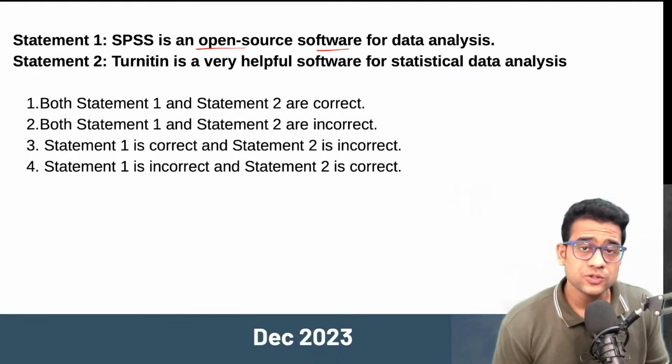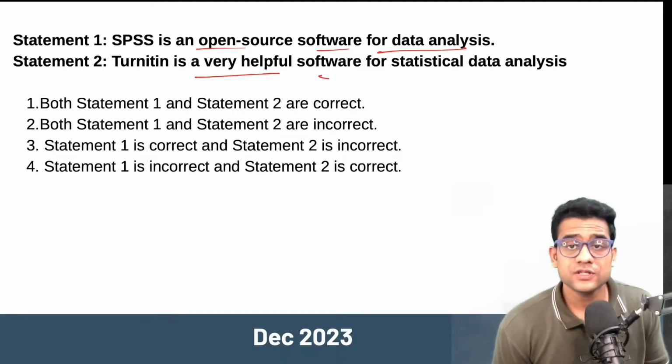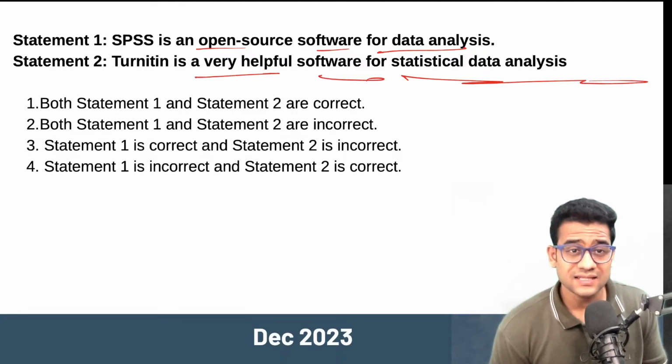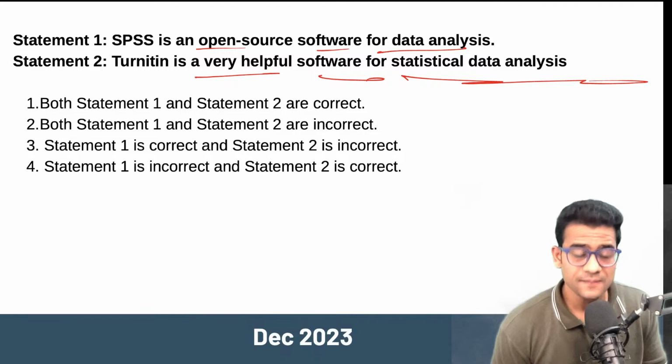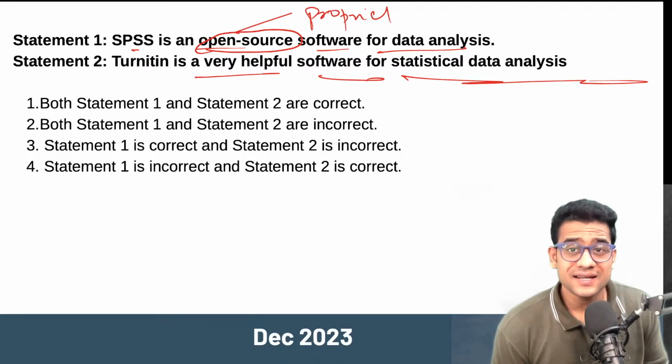SPSS is an open source software for data analysis. Turnitin is a very helpful software for statistical data analysis. They are asking which statement is right and wrong. So SPSS is an open source software, which is wrong. It is a proprietary software. We just discussed. It is a paid software. So this statement is wrong.